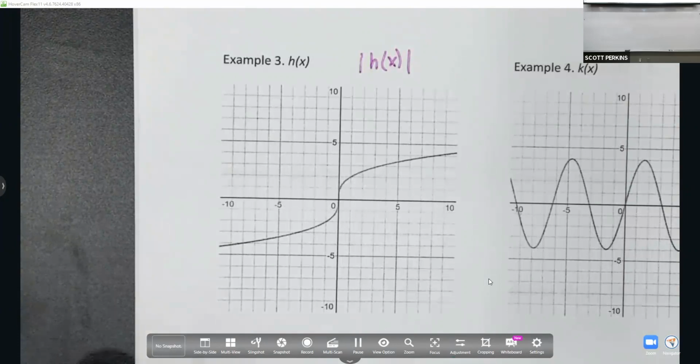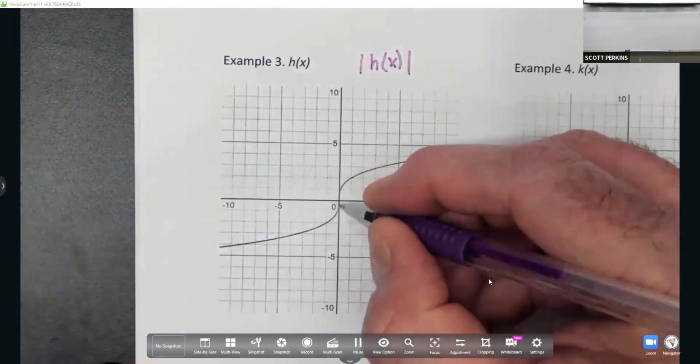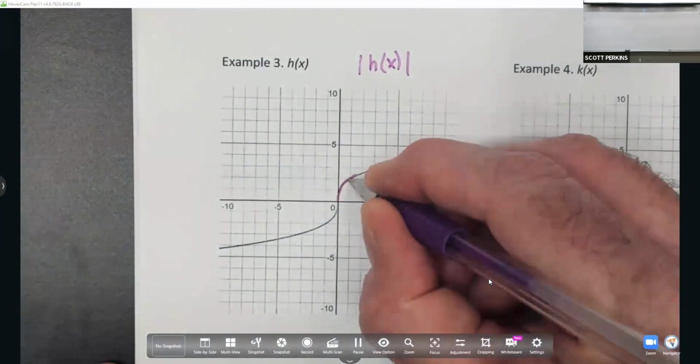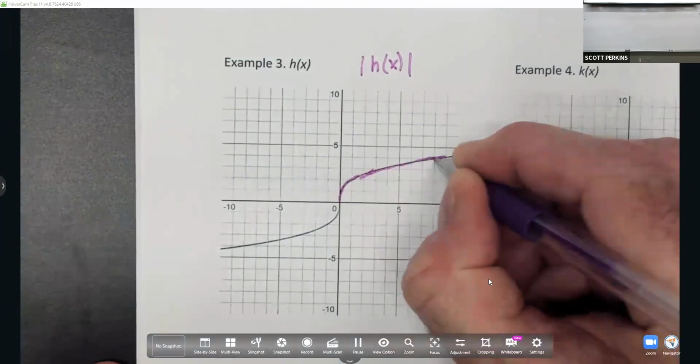All right, so firstly, on the right side of this, that stuff that's already positive, I'm going to go ahead and just trace over it. Stuff that's positive stays positive.